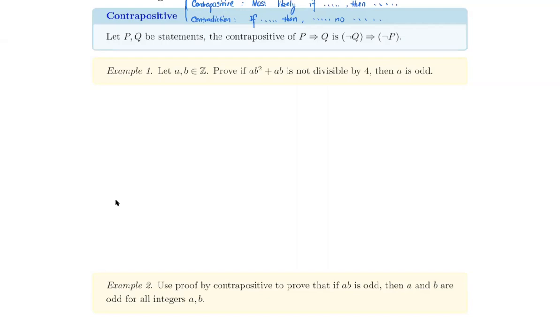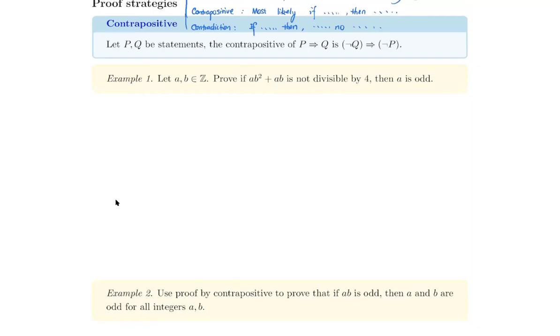Put your answer, no, don't put your answer in the chat. Give other people a chance to think. How do we denote odd number again? You denote it by 2k plus 1, where k is an integer.